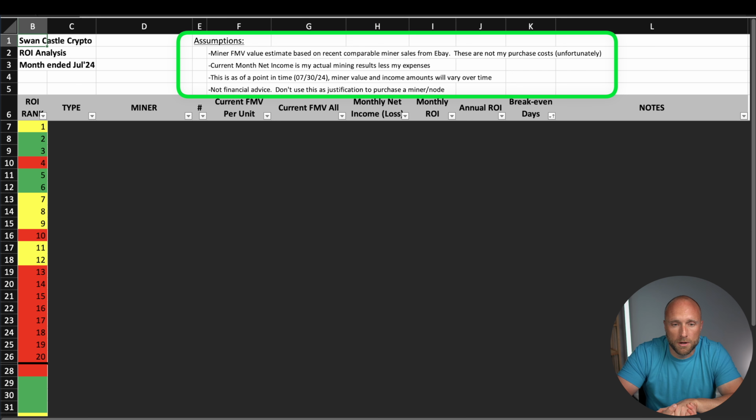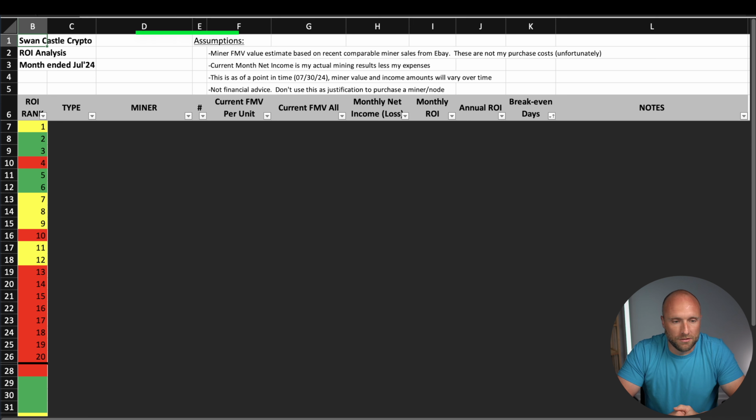Next, this is my current month net income minus my actual expenses. Yours may be different. This is as of a point in time, July 30th, 2024. Miner value and income amounts are obviously going to vary over time as token prices change. And then finally, this is not financial advice. Don't use this as your sole justification to buy a bunch of miners or nodes.